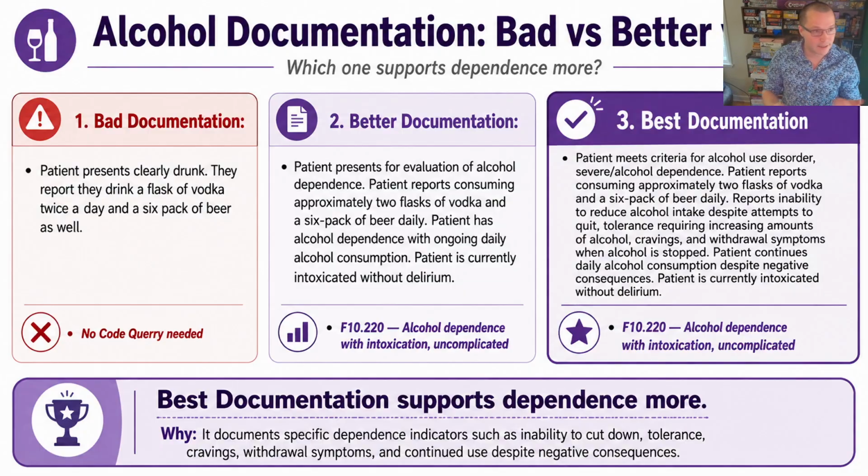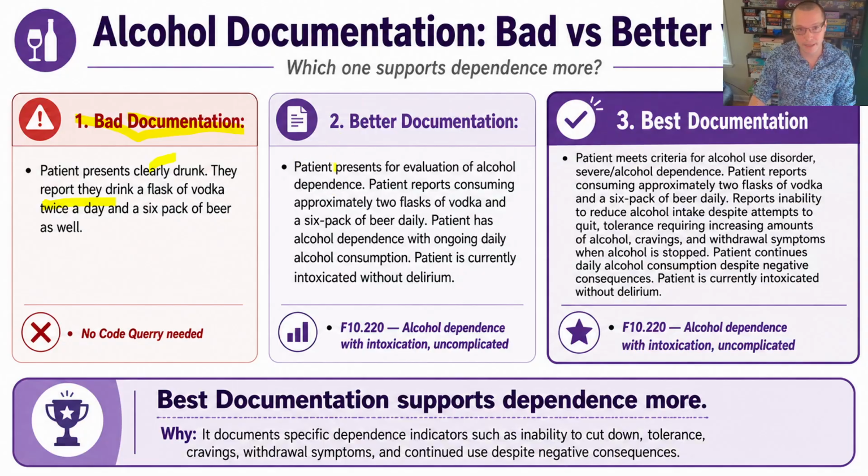Bad documentation. Let's say we have a chart that reads, patient presents clearly drunk. They report they drink a flask of vodka twice a day and a 6-pack of beer as well. Obviously, as a layman, I'm very aware that that patient has an alcohol dependency issue. We're all aware of it. However, as coders, we are not allowed to assume, and we are not allowed to code off of purely clinical indicators. Instead, we have to code off of the record itself. So actually, this chart here wouldn't give a code at all. You would have to query the provider for it. There's not enough information here at all.